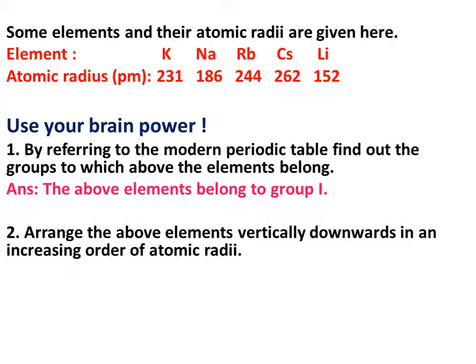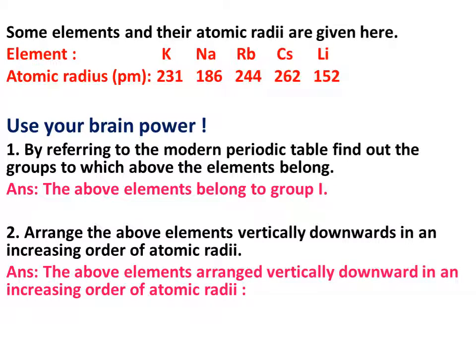Arrange the above elements vertically downward in increasing order of atomic radii. The above elements arranged vertically downward in increasing order of atomic radii: first is lithium, the atomic radius is 152. Then sodium 186, potassium 231, rubidium 244 and cesium 262, and they are in increasing order of their atomic radii.